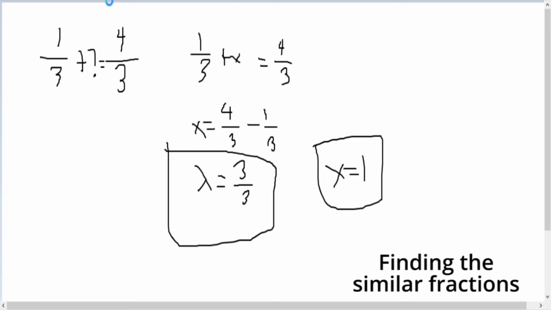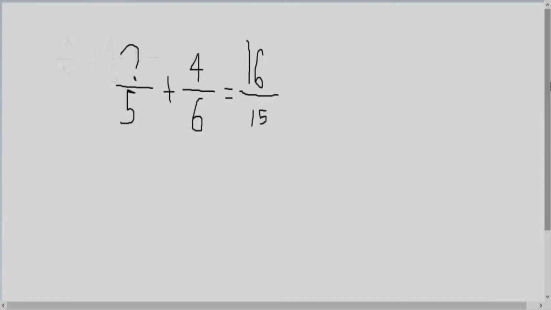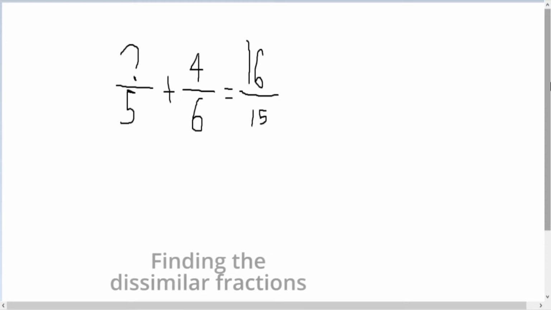Okay? So now we're going to move on to the dissimilar fractions. So let's start with that. Okay, so now we have x over 5 plus 4 over 6 equals, let's see what happens. So I'll be right back in a moment. I'll solve this problem. Okay, so I already solved this problem. Now, how to do this, finding the dissimilar fractions.